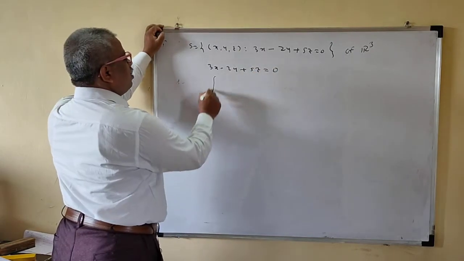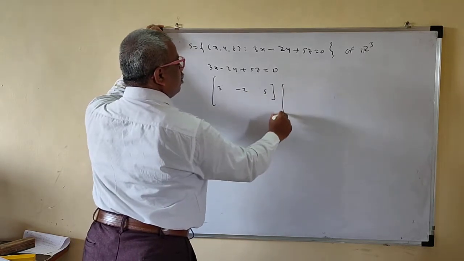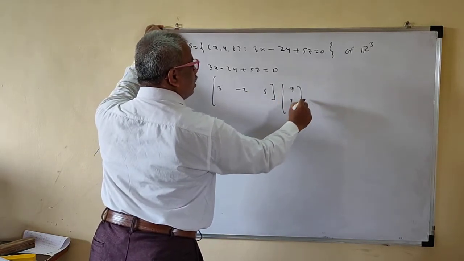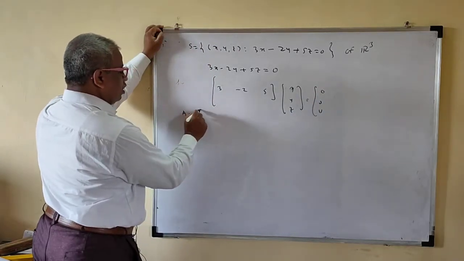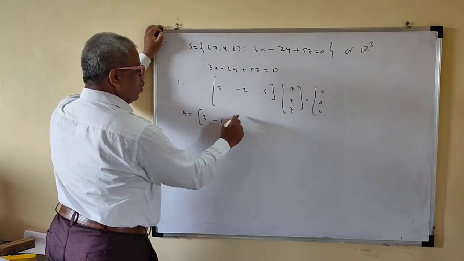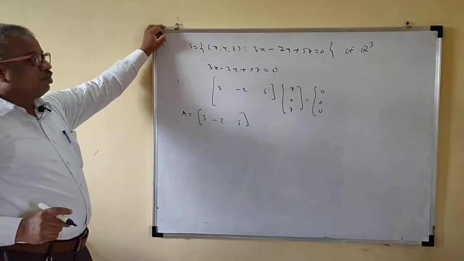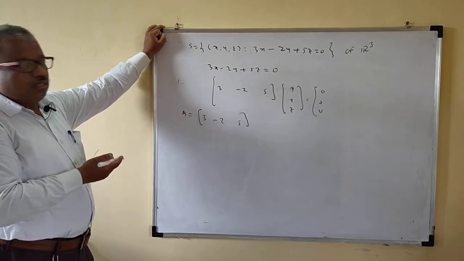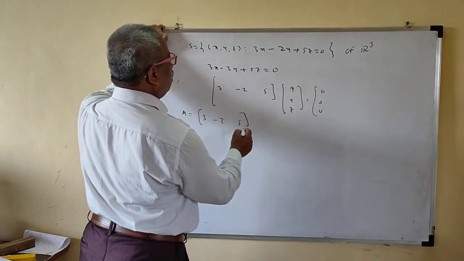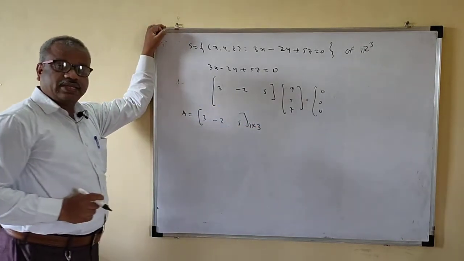So what is this system? This system is 3, minus 2, 5 only, times x, y, z, equal to 0, 0, 0. So your matrix is 3, minus 2, 5. This is your matrix for the homogeneous system. This is only one row, so this matrix is 1 by 3.